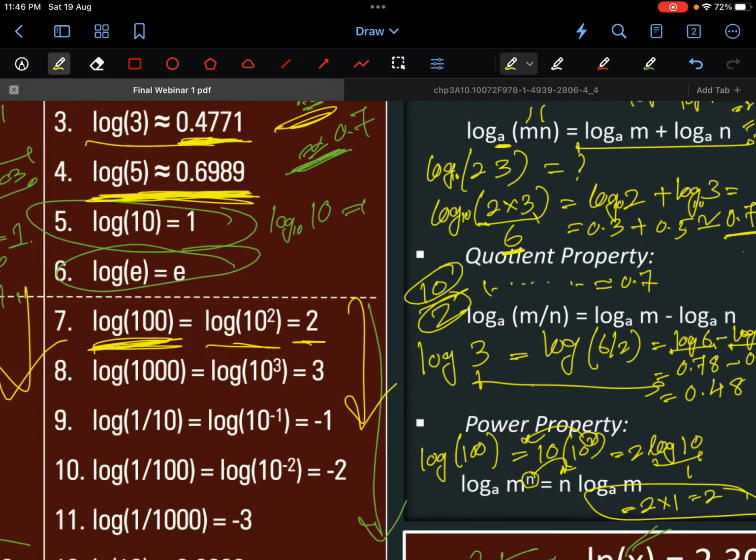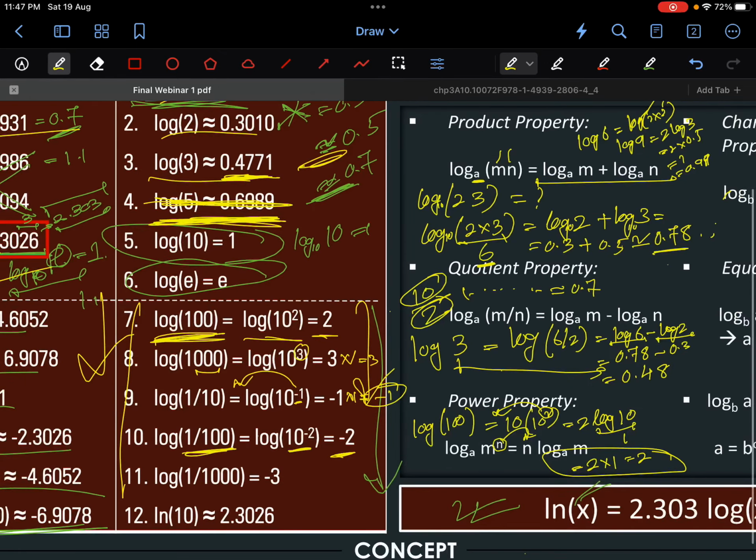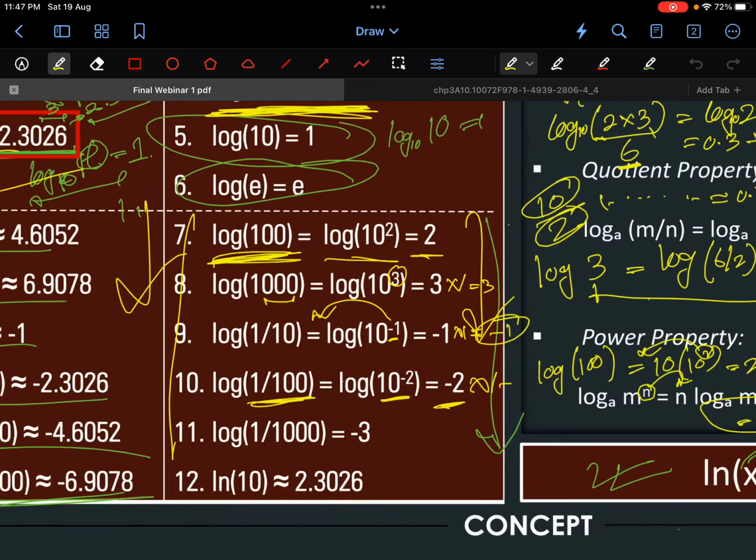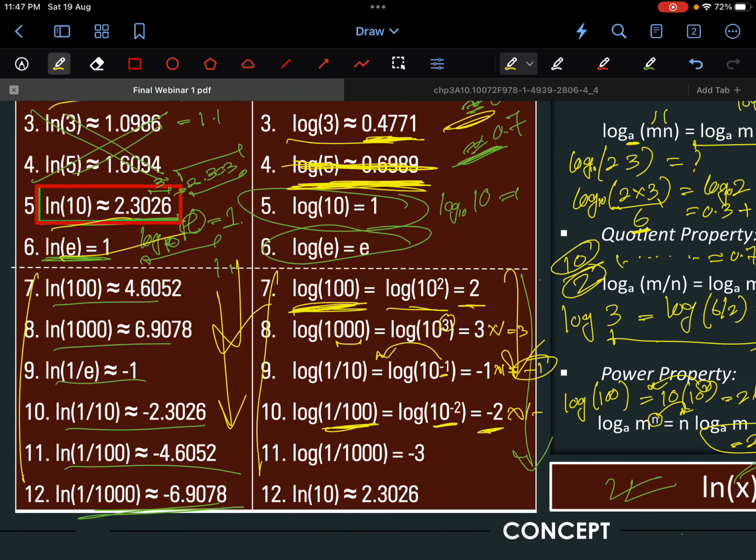Similarly, log 1000: 1000 means 10 to the power 3. The 3 will come in front, 3 into 1, that is 3. And what is log 1 by 10? 1 by 10 means 10 to the power minus 1, and minus 1 will come in front. Then minus 1 into log 10, and log 10 is 1, so minus 1 into 1, that is minus 1. Similarly for 1 by 100, that is 10 to the power minus 2, so the value is minus 2 into 1, that is minus 2. So you can get all these values just by remembering the log properties.